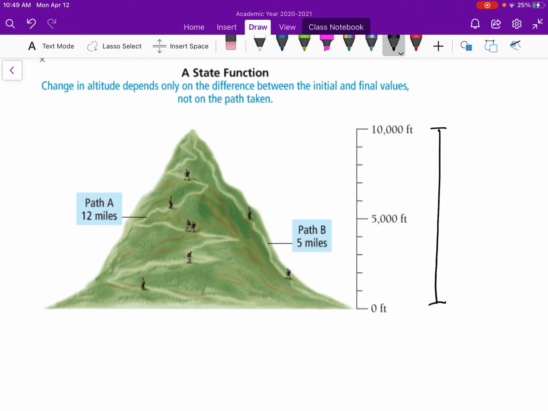So let's say you and I both decide we're going to climb this mountain, right? And, you know, you're feeling great. You're feeling like you're in good shape. So you pretty much climb straight up and make your way to the top, right?